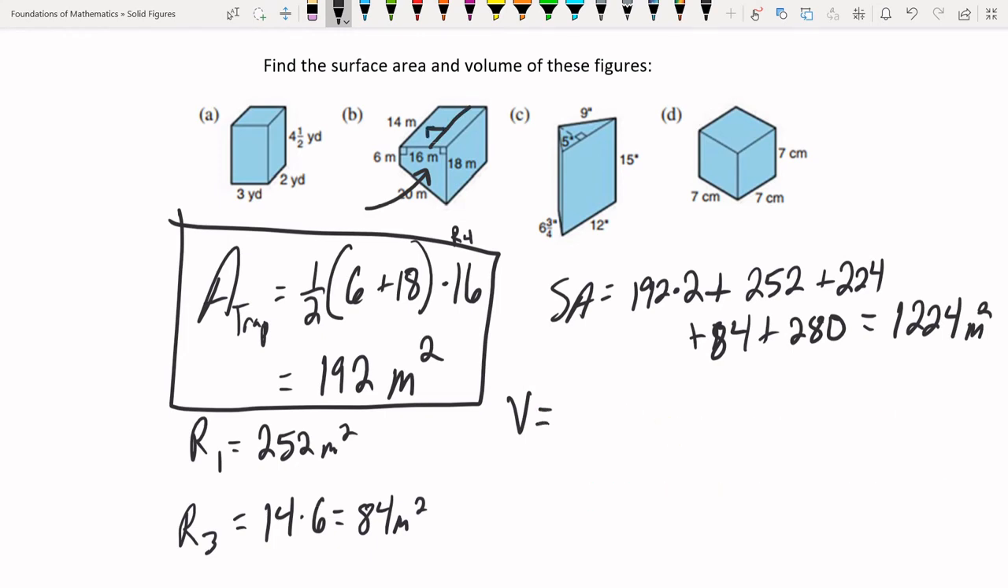So the volume of the trapezoidal prism is 192 meters squared times 14 meters. And that gives us 2,688. This is going to be in meters cubed. That's the surface area and volume of this trapezoidal prism.